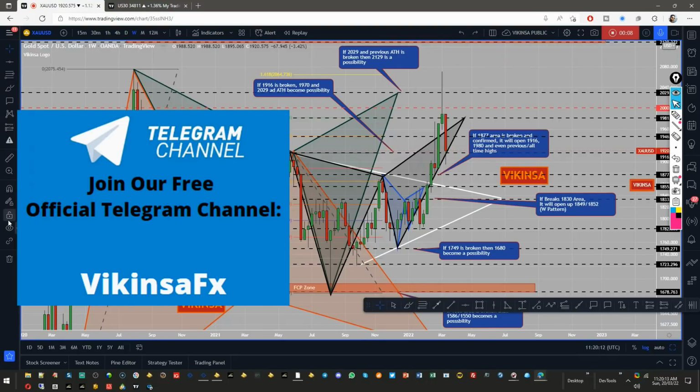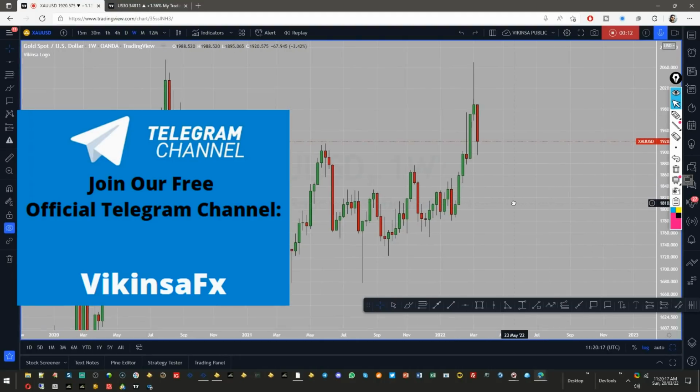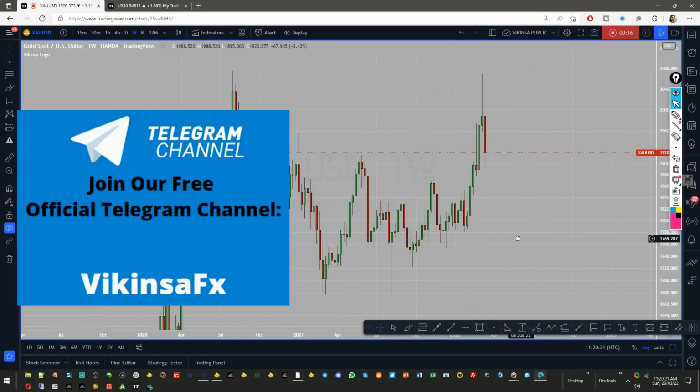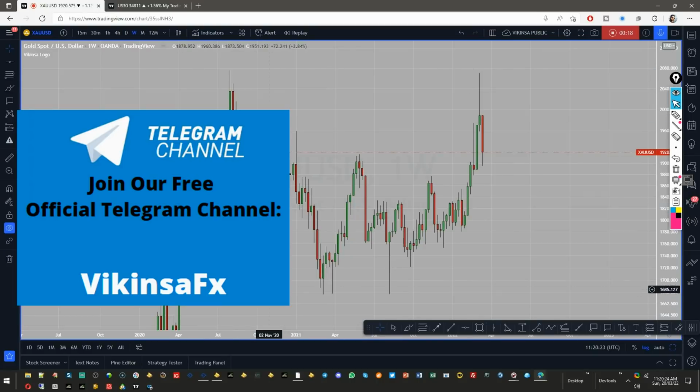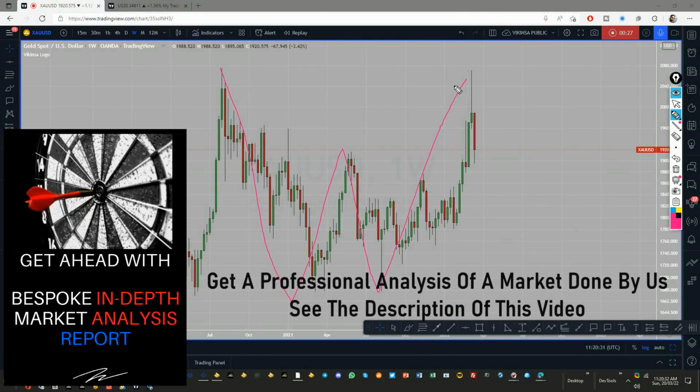Let's start looking at the higher time frame structure first, and then we'll continue to talk about the rest of the stuff. So, what we can see here on this smaller structure is that we have a W pattern here, and this can also be treated as a double top if you want to treat it like that.